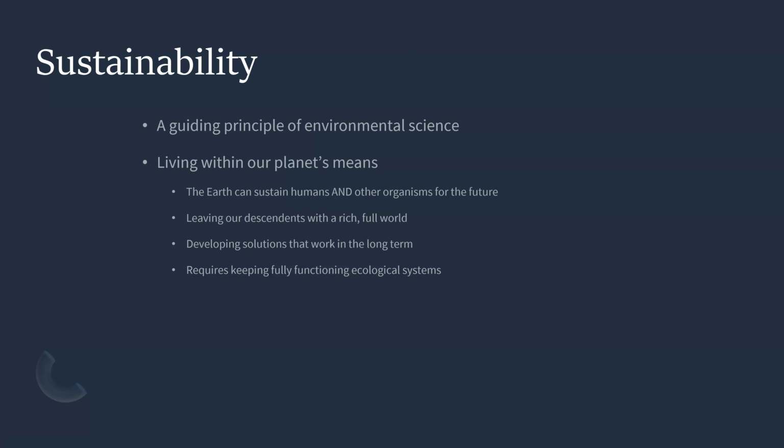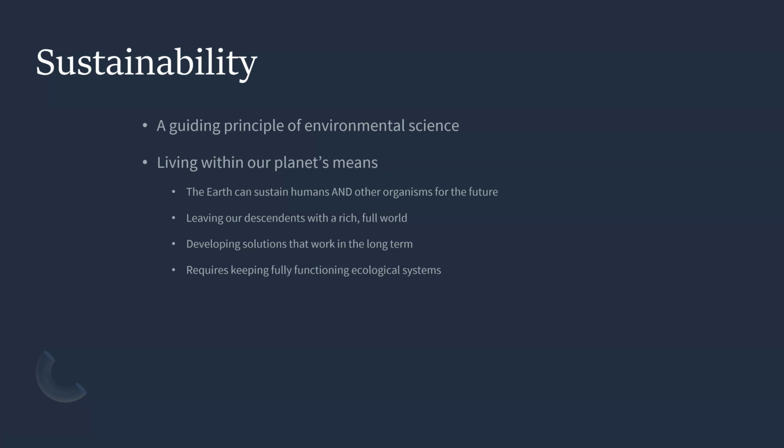So what we want to strive for is sustainability. So this is the guiding principle of environmental science. We want to be sustainable. We want to be able to use the resources, but be able to sustain them. So we want to live within our planet's means, just like when you balance your budget. You want to be sustainable in your budget. You don't want to overdraft, right? It's the same thing within the environment. We can overdraft our resources, and then they're not there anymore. We don't have the bank to bail us out.